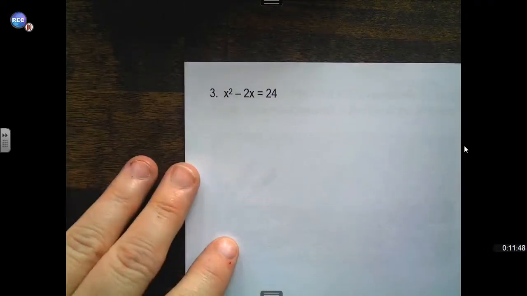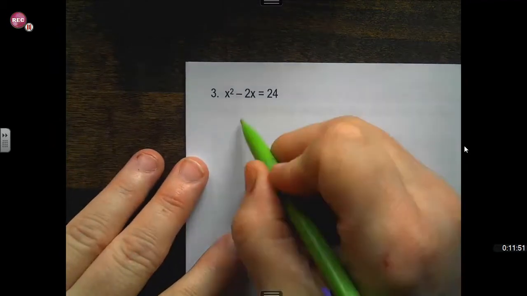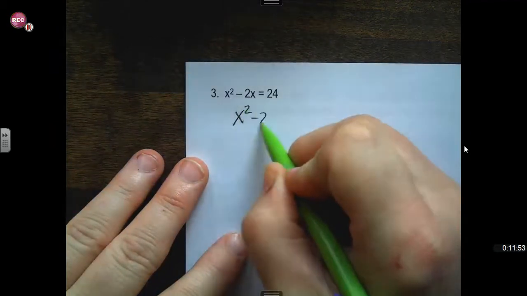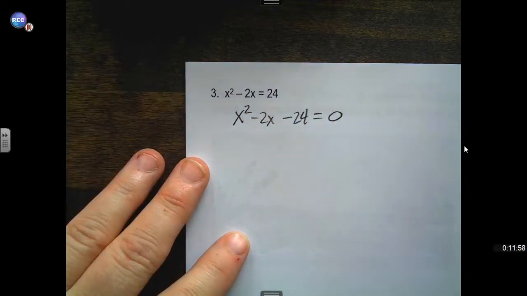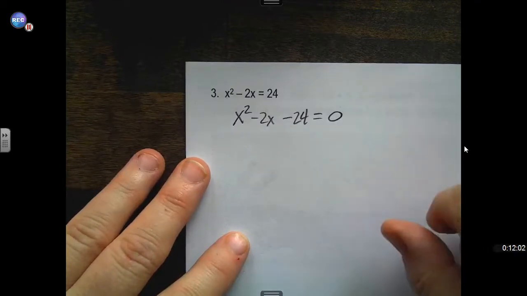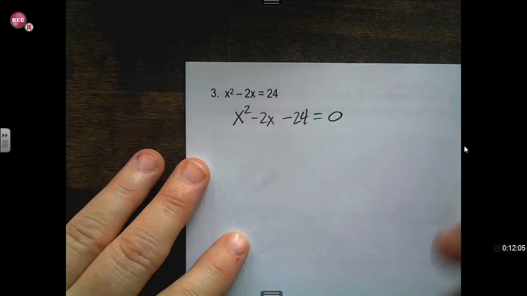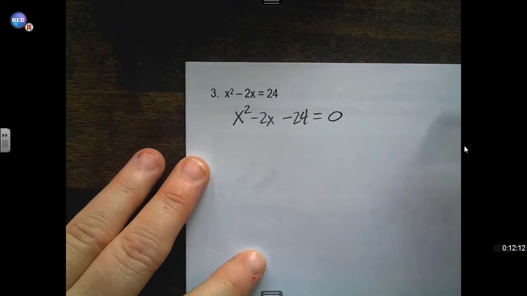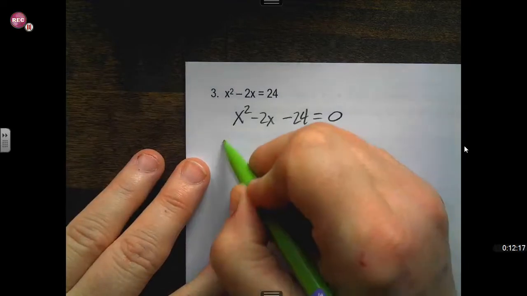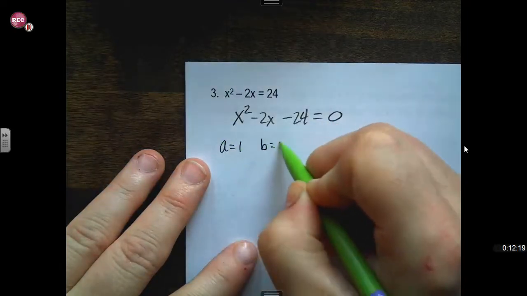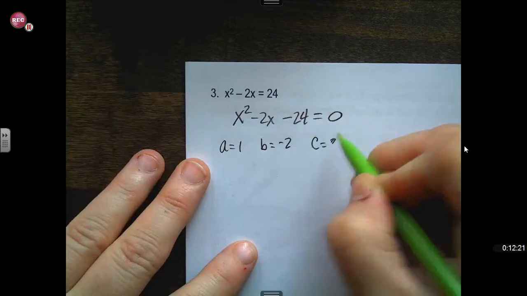So, x squared minus 2x equals 24. First things first, x squared minus 2x minus 24 equals 0. And here's the deal. If you look at that and you know it's going to factor, then by all means use factoring. I pretty strongly feel that this one would factor, but since I'm trying to explain the quadratic formula, I'll go ahead and use the quadratic formula. Okay, so A is 1, B is negative 2, C is negative 24.